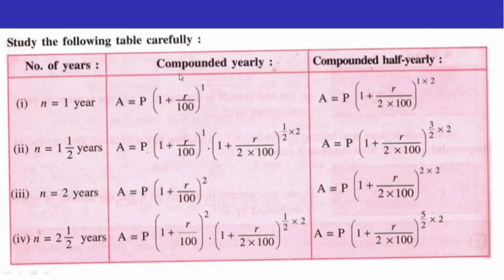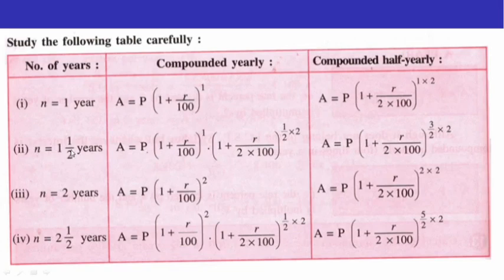Now if the rate is given to be yearly or per annum, when the number of years is 1, then your formula becomes, when n is 1, A equals P into 1 plus r by 100 to the power n, which is 1. This is simple. Now if the number of years is 1.5 years, then first work for 1 year. For 1 year it is simple, it will be this much.